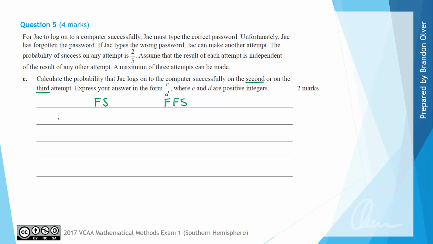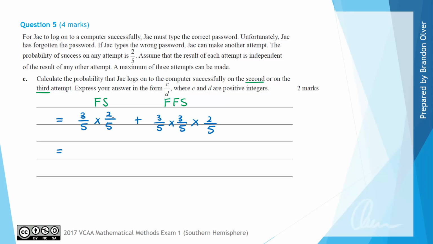So now calculating the probability of that occurring, failing on the first attempt is 3 out of 5, multiplied by success on the next attempt, which is 2 on 5. And then we add to that the next case, which is failing, and then failing on the second attempt, but then succeeding on the third attempt. Now our job is simply to simplify this down into a single fraction.